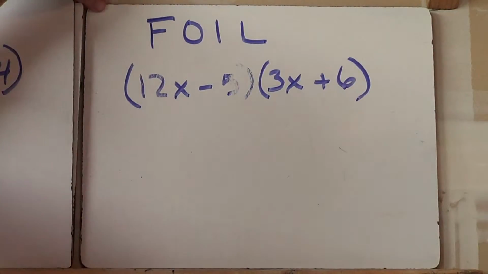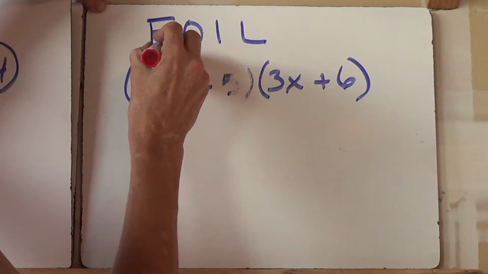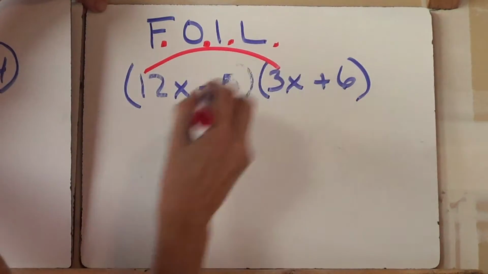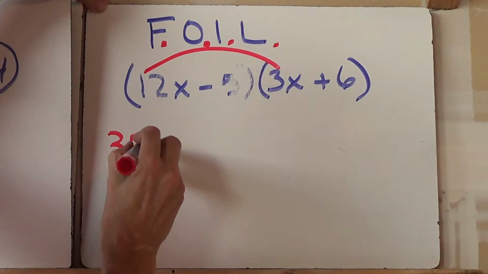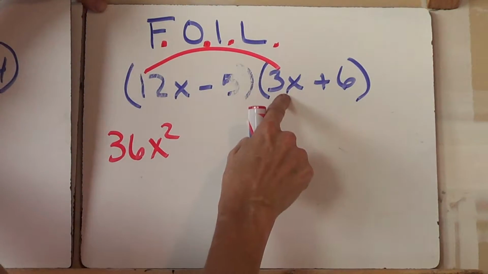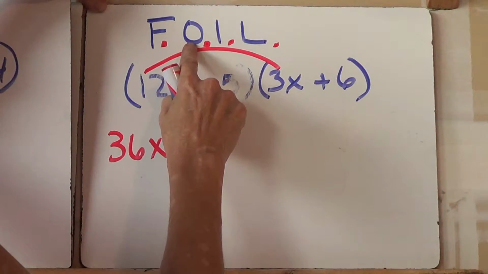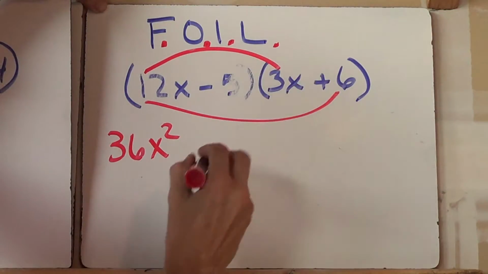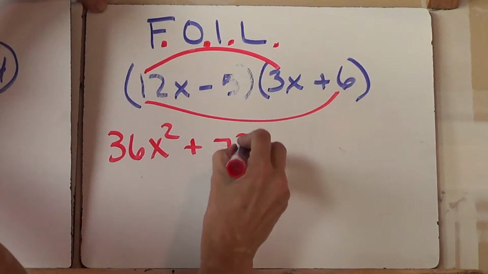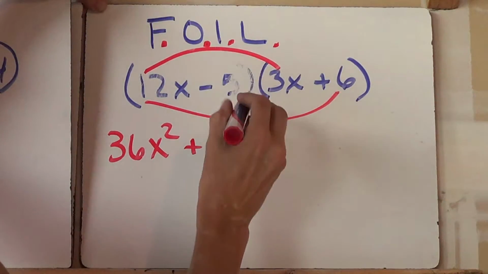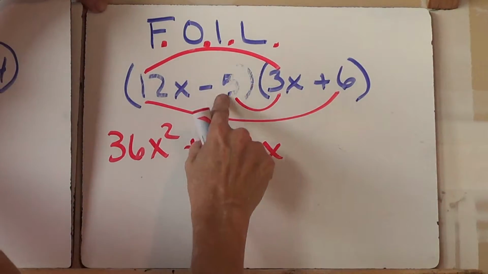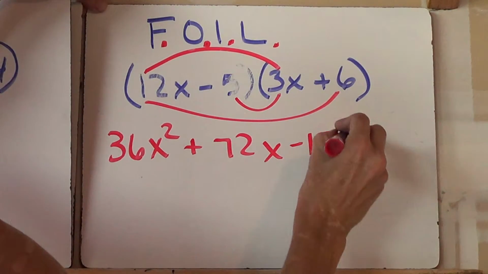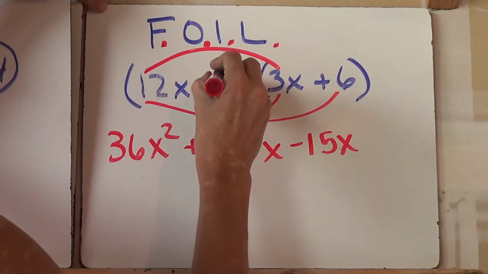You can find it in textbooks. Each of the letters in FOIL stands for something. F is first. First times first is 36x squared, 12x times 3x. O stands for outside. Outside is this one and that one. 12x times 6 is 72x. Inside is this one. Negative 5 times 3x is negative 15x. And last would be this one and that one.